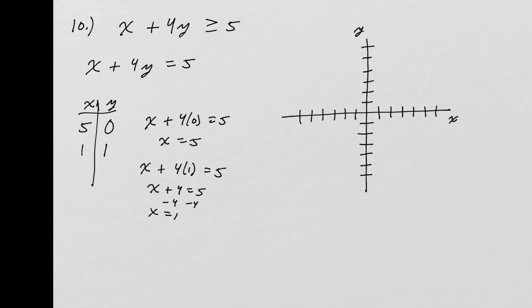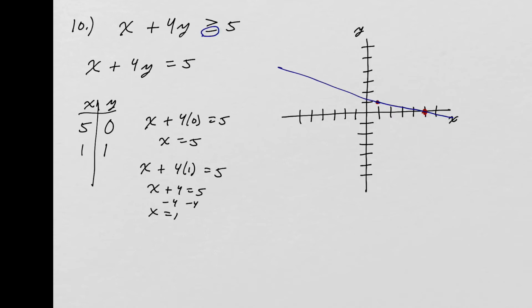So let me plot these 2 points. So I have (5, 0). So I move to the right 5 and nothing up on the y. So right here to stay on the axis. And then (1, 1) is right here. So this line is going to look like this. And should I draw it dashed or solid? Well, because of the equals here, right, I draw it solid. So something like this.